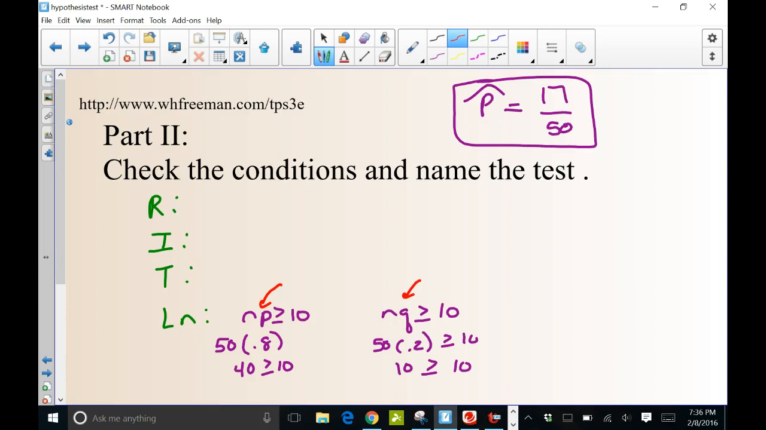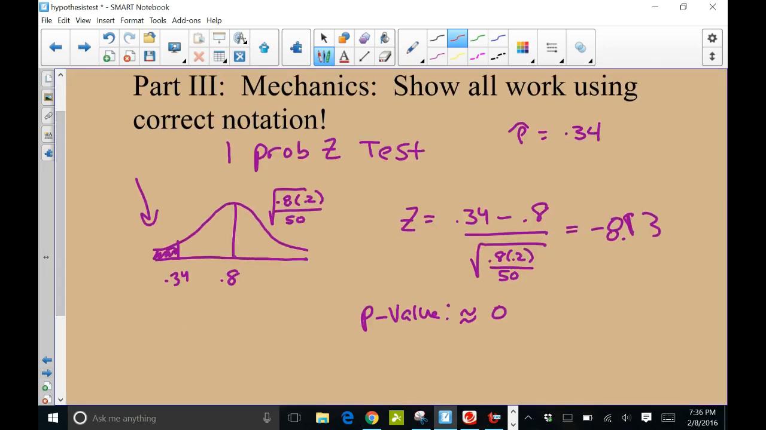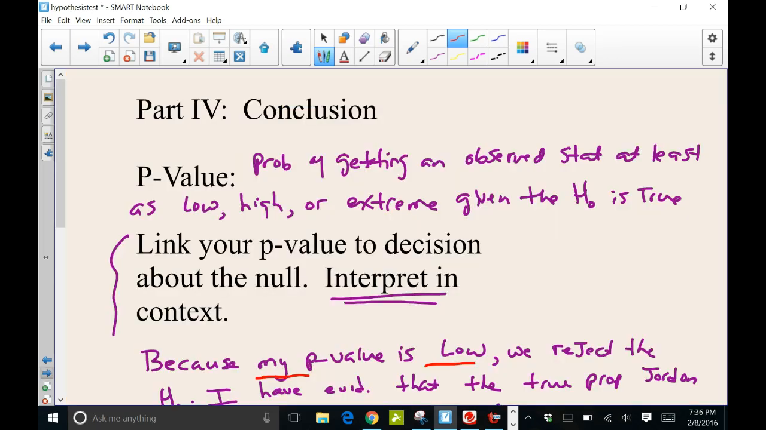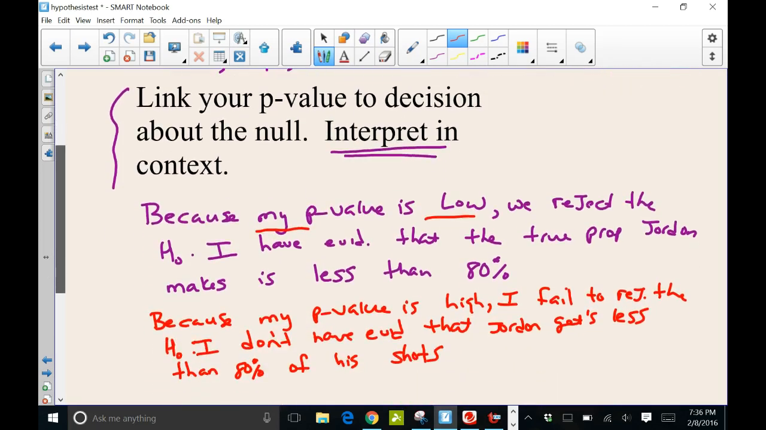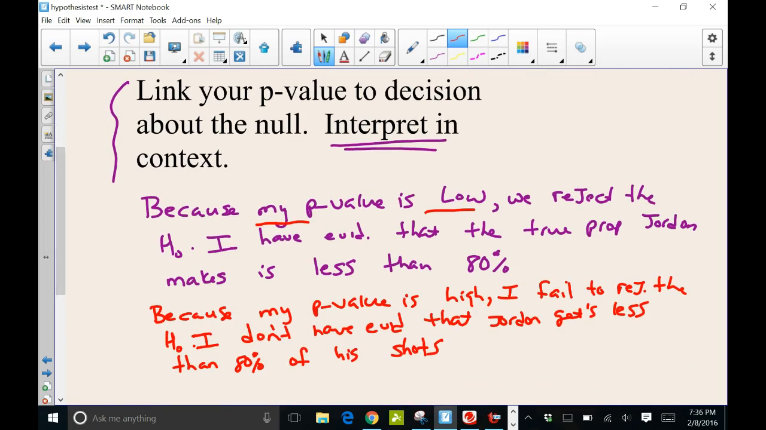Just like in a trial, you assume that the null is true or the person's innocent. We're going to name our procedure. We're going to take our test statistic. We're going to calculate our z-score, and then we're going to go to our handy-dandy calculator and let it run the test. And at the end, depending on our p-value, we're going to make a conclusion on whether or not the null should be rejected or failed to reject. Low null, reject. High null, fail to reject. And we're always going to have a linkage to the p-value in our decision and interpreting our conclusion in context.